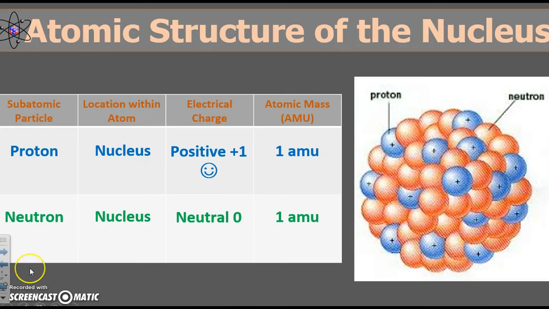Now that you know the 2 main parts of the atom, today we're going to spend the rest of our lesson focusing on just the nucleus of the atom. The nucleus consists of protons and neutrons. Protons, just like the neutrons, are located inside of the nucleus. They both have an atomic mass of 1 atomic mass unit. The neutrons are neutral, meaning they are neither positive nor negative. However, the protons are positive. They have a +1 charge.